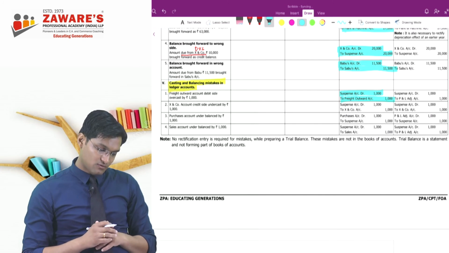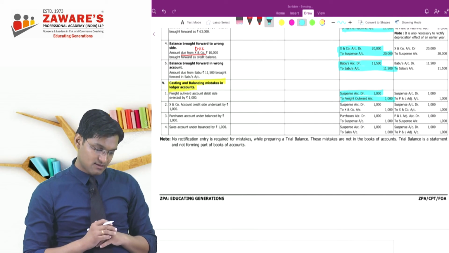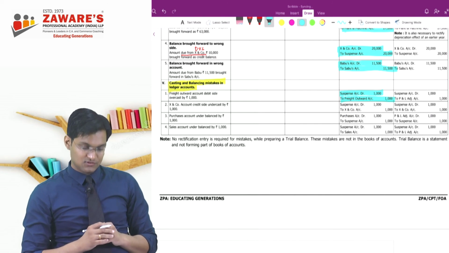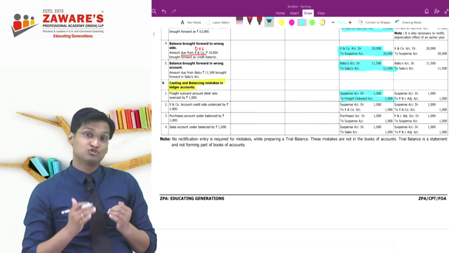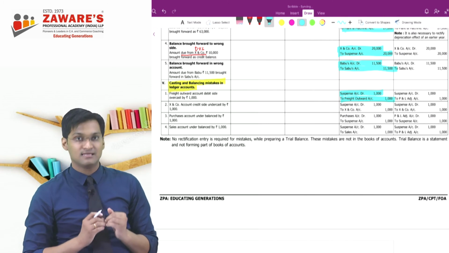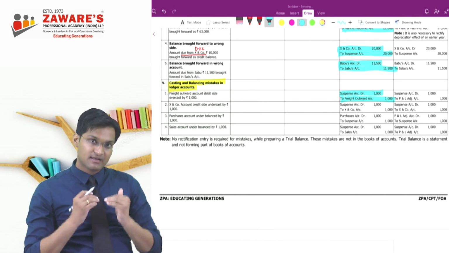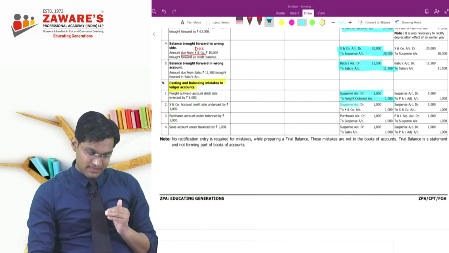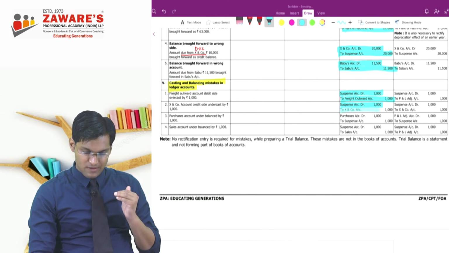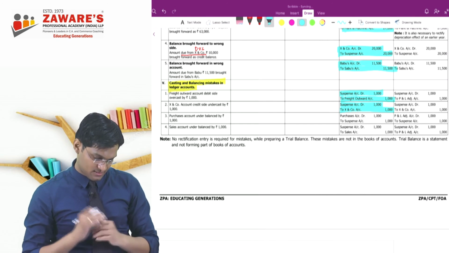X and company account credit side undercasted by rupees 1,000. So can I say X and company is short credited by 1,000? Yes. No problem. We will credit it by 1,000. So suspense account debit to X and company account credit.